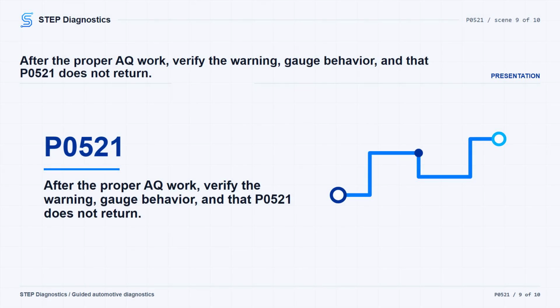After the proper pinpoint testing and any supported repair are completed, keep verification separate from the testing path. Reproduce the operating conditions as closely as you can, watch the warning and gauge behavior, and confirm P0521 stays gone.